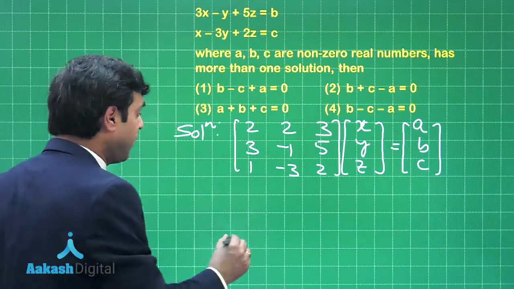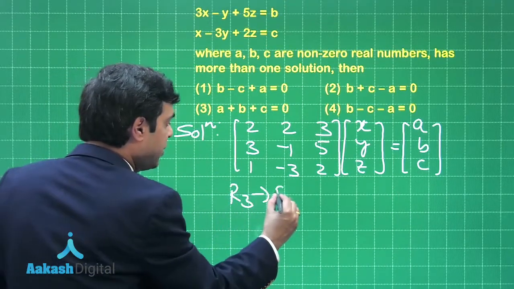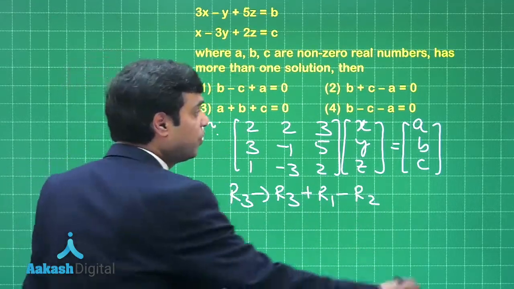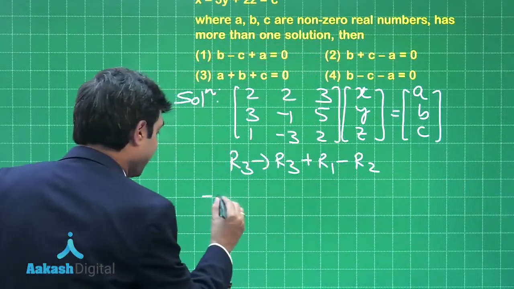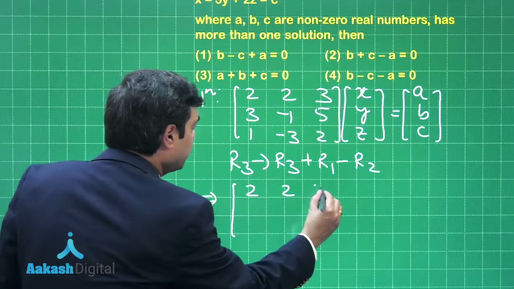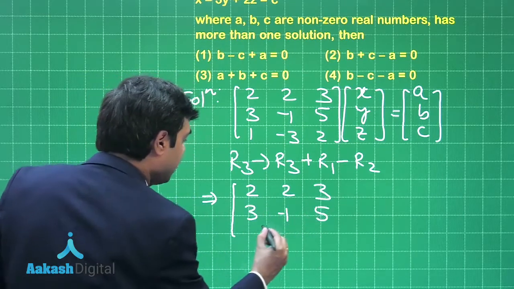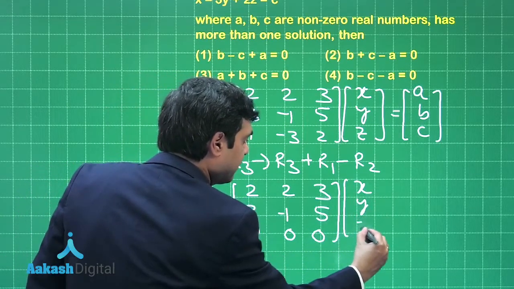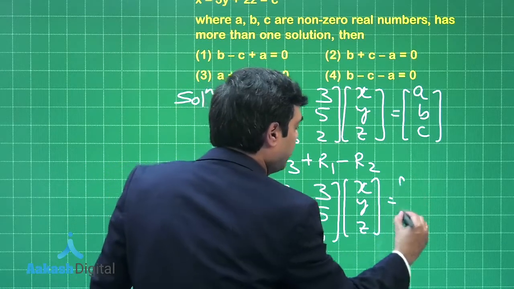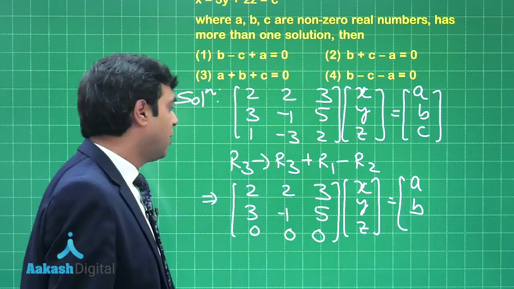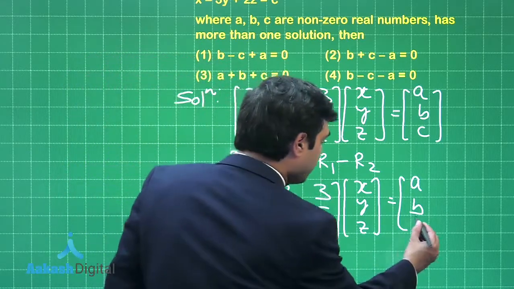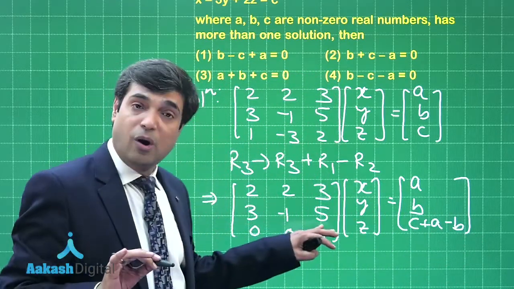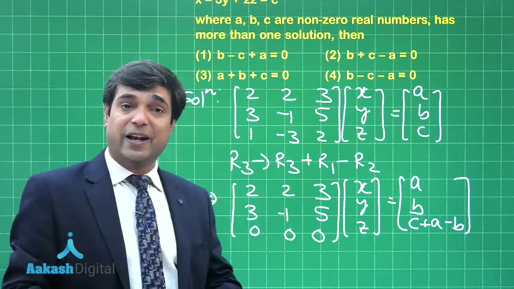Correct. Now, if I plan to apply R3 replaced with R3 plus R1 minus R2, what would be the output? I can write here, this implies that 2, 2, 3, 3 minus 1, 5, 0, 0, 0, x, y, z is equal to A, B and the term R3 plus R1 minus R2 giving you C plus A minus B. Now, we can clearly see the third row on left hand side is 0. So, it has infinitely many solutions.